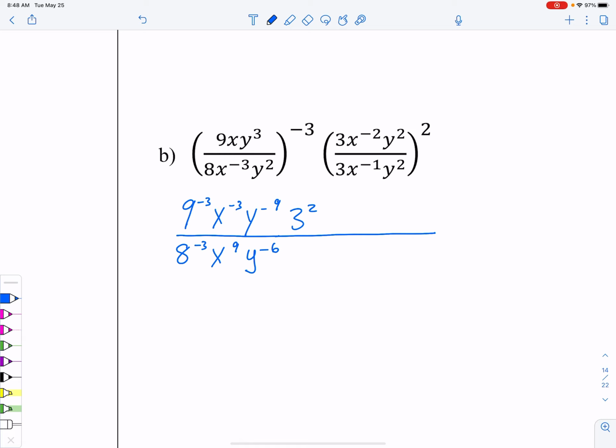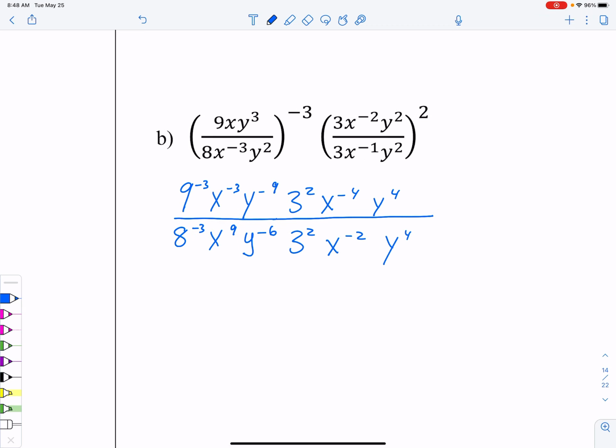So 3 to the 2, x to the negative 4, y to the 4, and then on the bottom, 3 to the 2, x to the negative 2, y to the 4. All right, so we have one big long problem. Now we need to combine any like terms together. So what do we have? A 9, we're going to look, there's no other 9s.